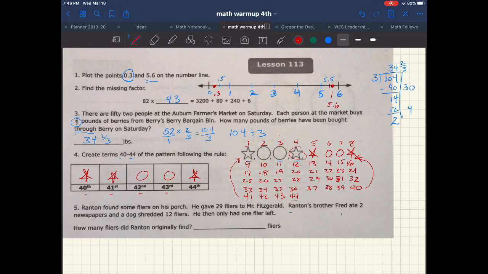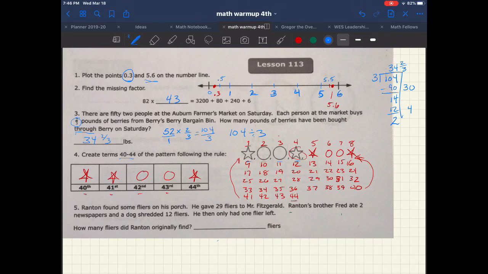Number 5. Renton found some flyers on his porch. Flyers are just pieces of paper. He gave 29 flyers to Mr. Fitzgerald. Renton's brother Fred ate 2 newspapers. And the dog shredded 12 flyers. He then only had 1 flyer left. So how many did he originally find?